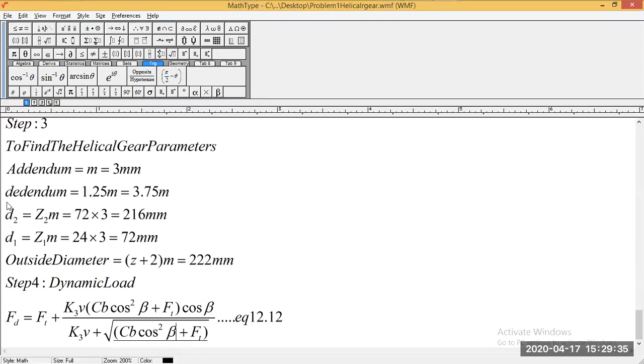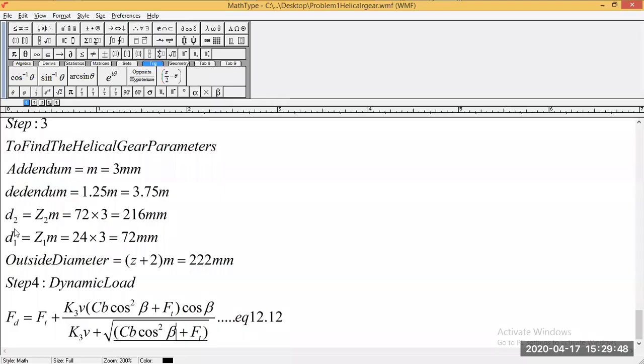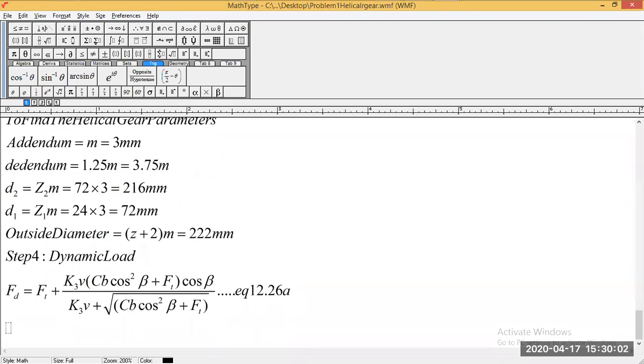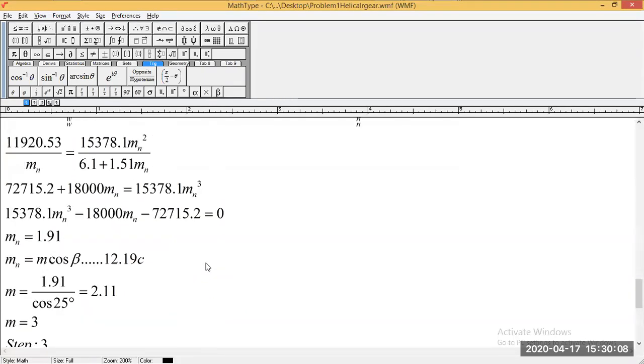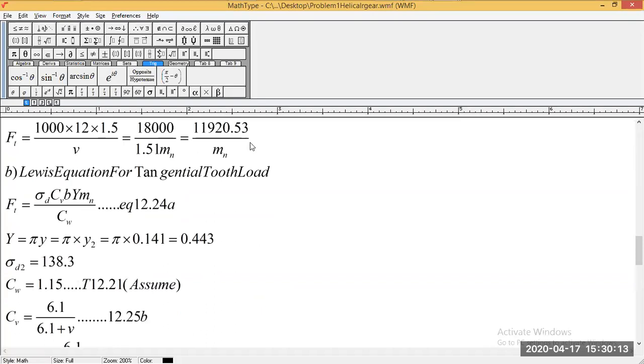This is the pitch dia. Someone replying in the private chat: this itself is the pitch dia. D2 and D1 here are the pitch dia. This is FT. Yeah, I think we are set. Okay, the equation is 12.26a. Yes, this is for the dynamic load. So let's find out one by one. FT, a part of it we had done previously. We can use the same thing. This is FT.